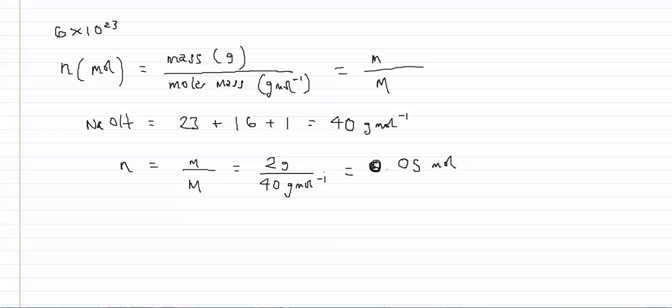And just to be clear on where those units have come from, we have grams divided by grams here, which simply cancel each other out like that. And then the per mole on the bottom is the same as writing 1 per mole, which is equivalent to moles. So that's where the moles here have come from. The grams have cancelled themselves out, and the 1 over moles, the minus 1 on the bottom, becomes moles on the right hand side of the equation there. So in 2 grams of sodium hydroxide, we have 0.05 moles.